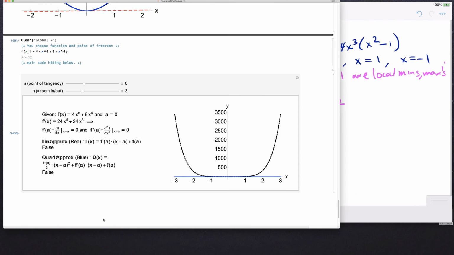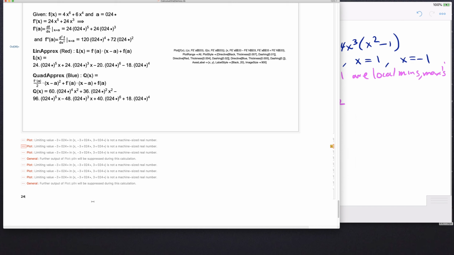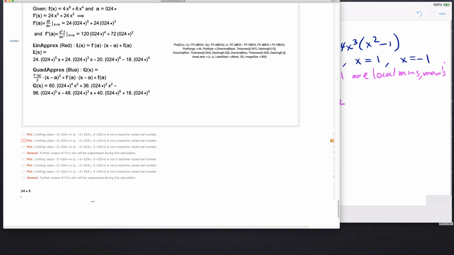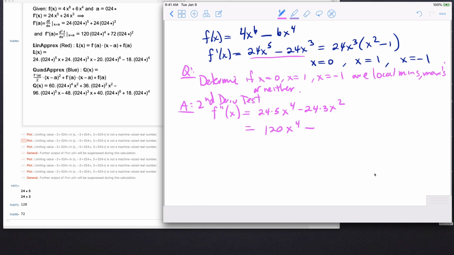24 times 5. Okay, and what else do we need? 24 times 3. Okay, let's see what those numbers come out to be. 120 and 72. So we'll get 120 x to the fourth minus 72 x squared.